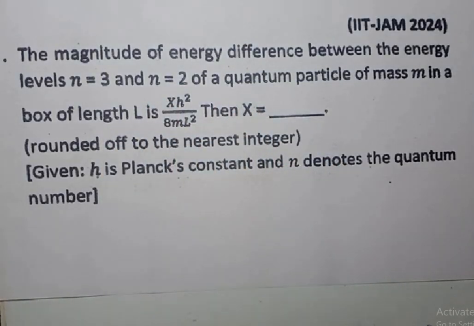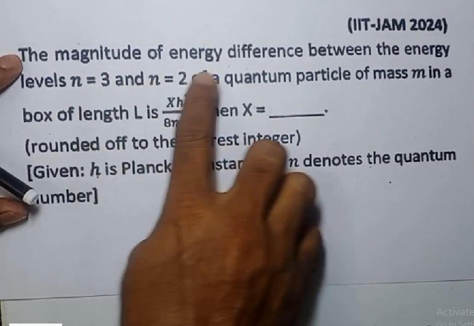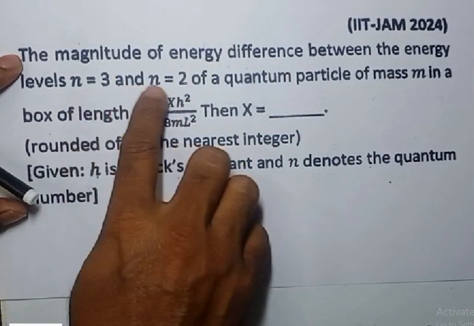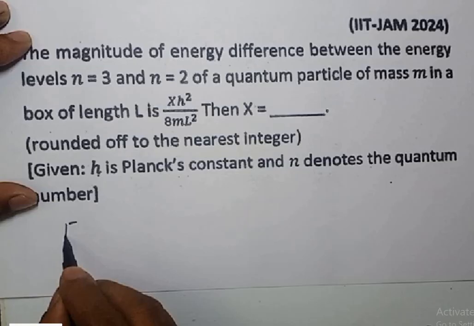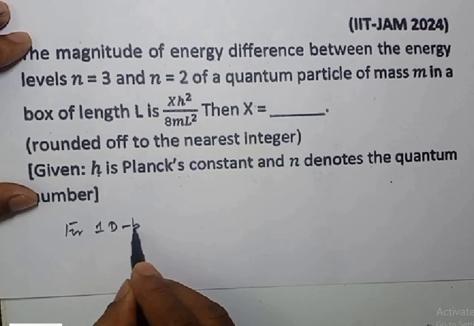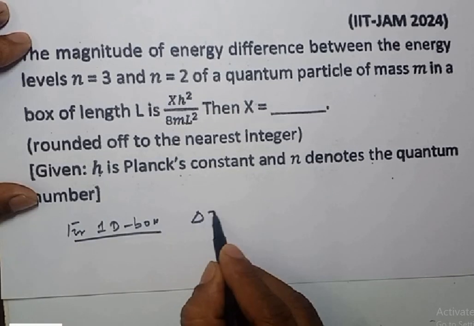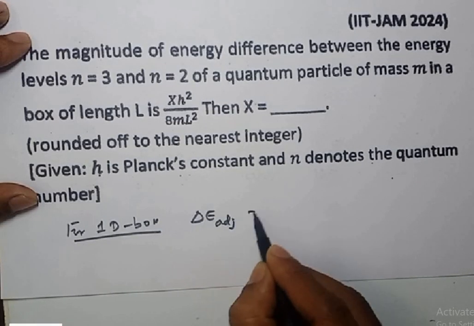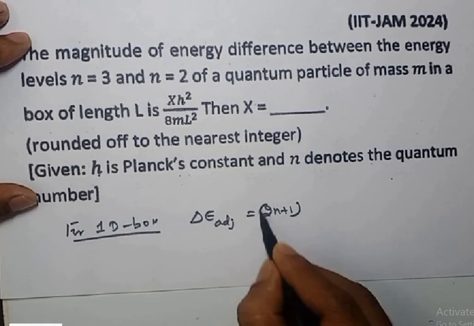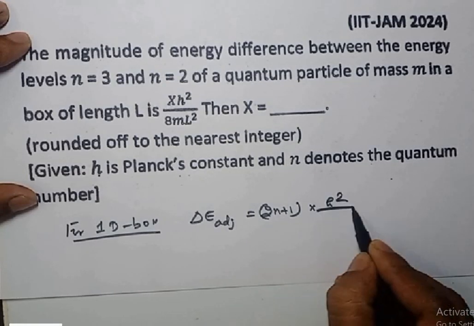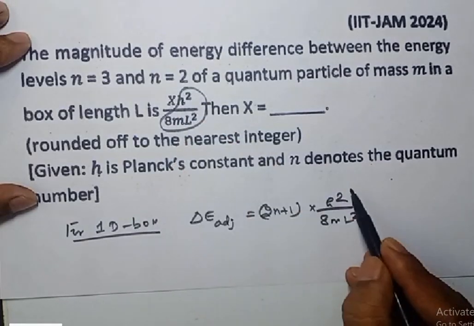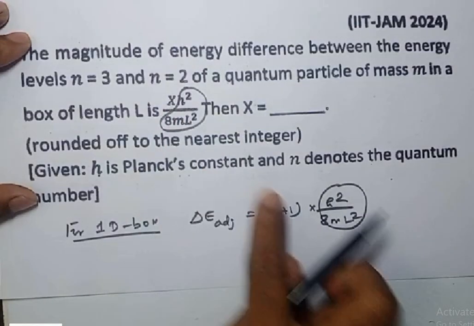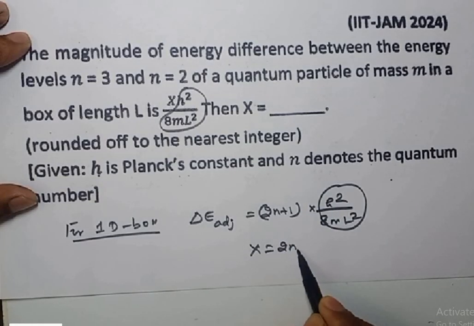5, sir. Okay, listen. Here they are asking the energy difference between n equal to 3 and n equal to 2, adjacent levels, right? And you know very well, for a one-dimensional box, the delta E between adjacent levels is equal to (2n plus 1) times h square by 8mL square. See here, I have h square by 8mL square here. Therefore, x should be equal to 2n plus 1. Right? Which n should we put?